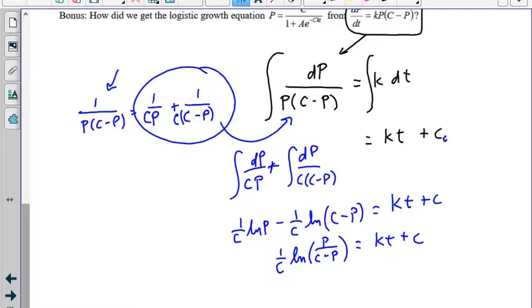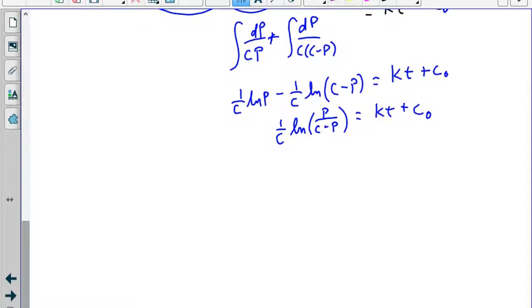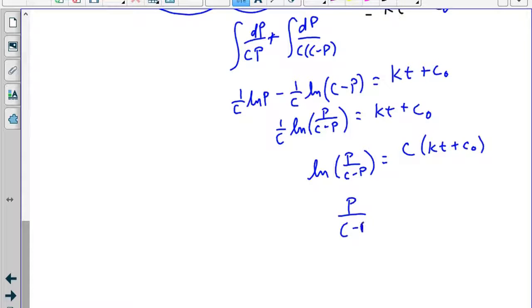And I probably shouldn't have used c as the constant because there's another c over here, but you live and learn. So now we multiply by c on both sides, so we get the natural log of p over c minus p equals the carrying capacity times kt plus some constant. Now I take e to both sides, so I have p over c minus p equals e to the carrying capacity times kt plus some constant over here.